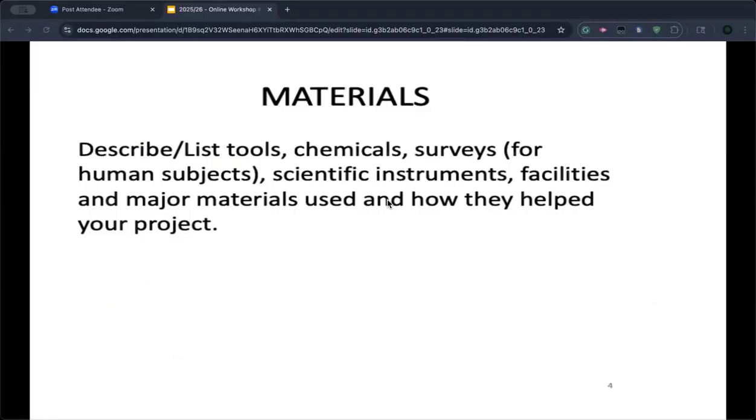Okay. So a materials list is pretty much everything that you used. So whether it's a survey or a chemical, any instruments that you needed, anywhere that you went, like facilities and big materials. It's everything that you need to complete your project that you should be putting on your materials slide.